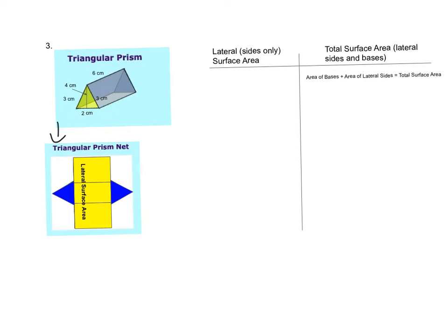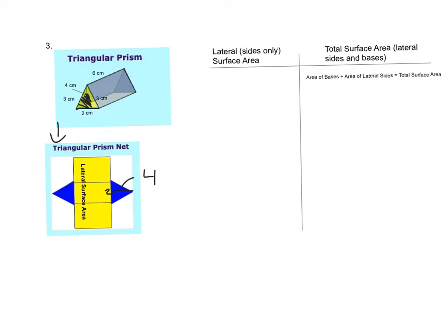I know that the base is a triangle right here, so I'm going to label the dimensions of the triangle. To find area, we need base and height. The base is 2, and the height of this triangle is 4.